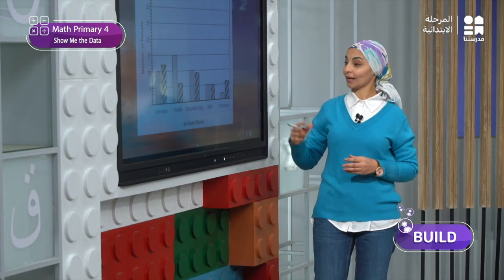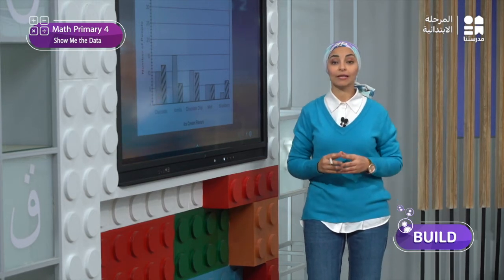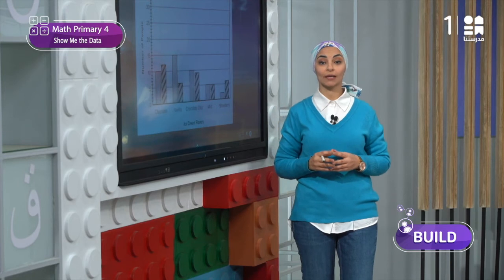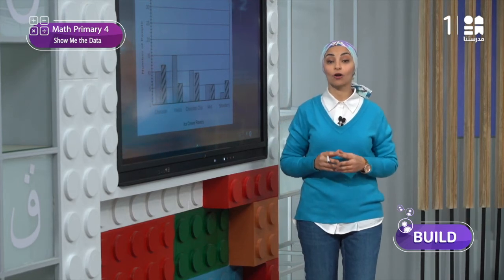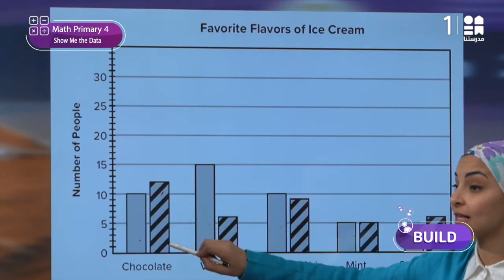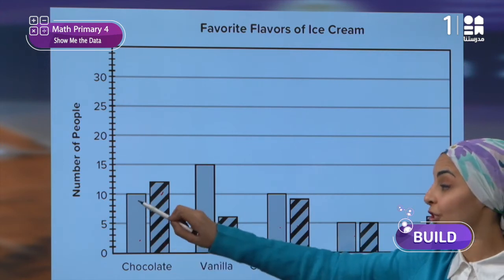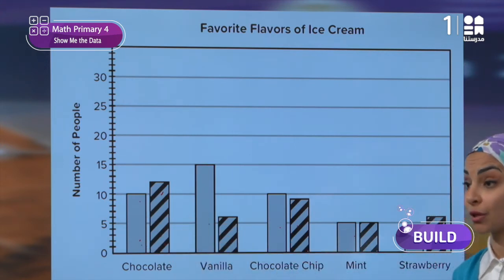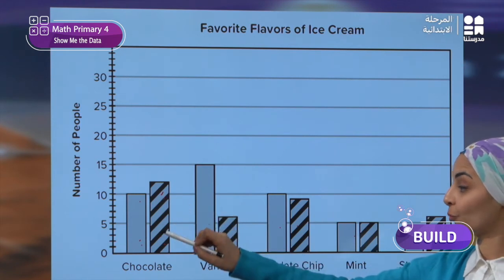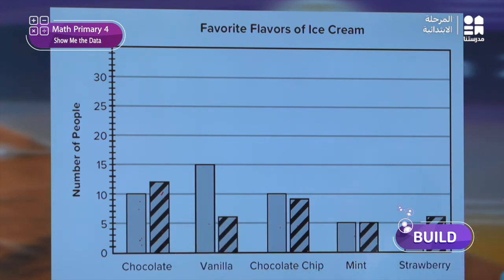طيب وكمان عندي key here. The key in the second graph is showing that the shaded parts are for boys. يعني shaded دي represent the boys, while non-shaded parts دي represent the girls. Okay, shaded for boys and the non-shaded for the girls.